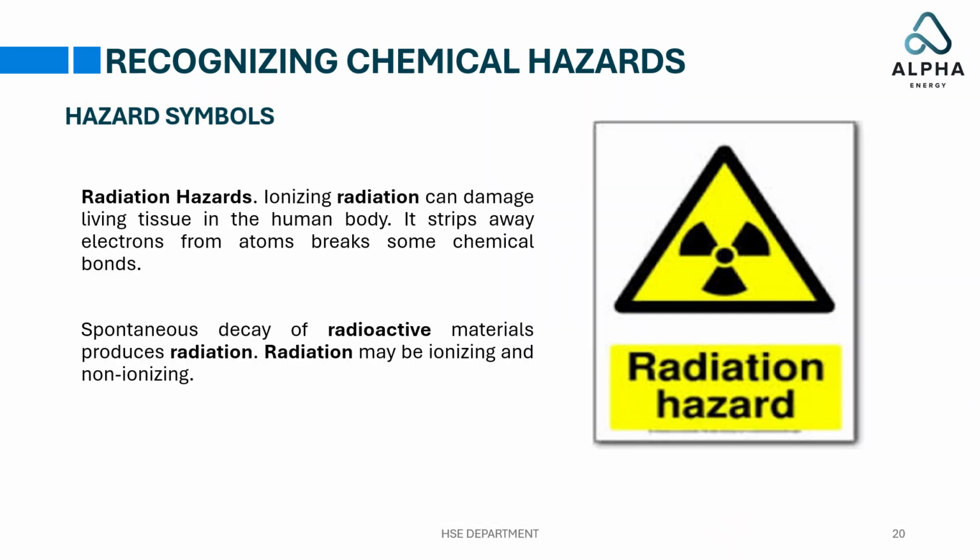Radiation hazards. Ionizing radiation can damage living tissue in the human body. It strips away electrons from atoms and breaks some chemical bonds. Spontaneous decay of radioactive materials produces radiation. Radiation may be ionizing and non-ionizing.